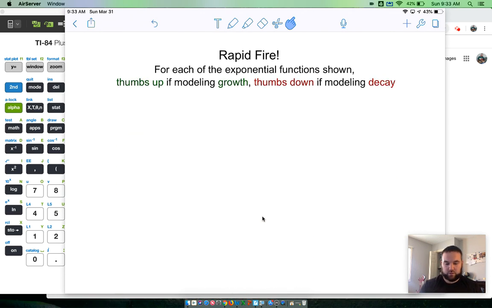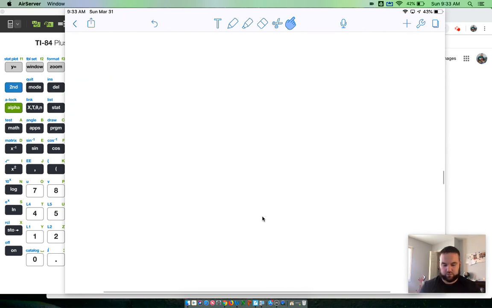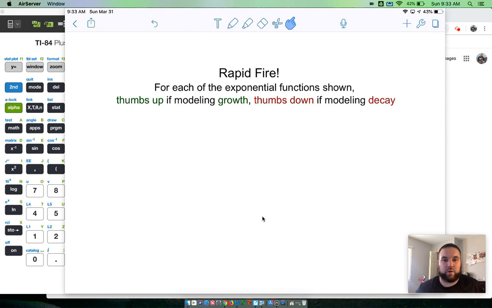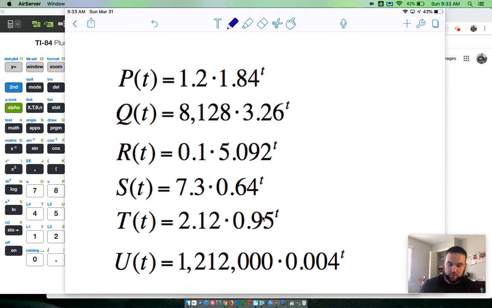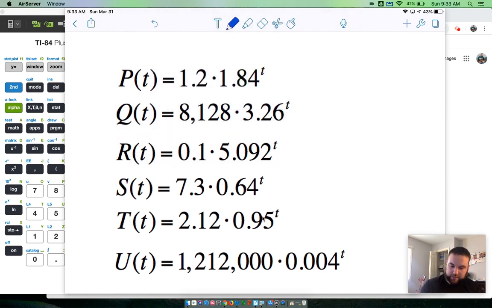Okay. So just to test this real quick, and obviously you have to do this on your own. Actually, now I'm realizing it's not going to be covered up. That's fine. So let's just look at some of these exponential functions and decide whether or not they are growth or decay. It's just a big long list of them. Okay. 1.2 times 1.84 to the t, my growth factor is bigger than 1, and I'm starting at a positive number. So this is going to be positive growth.